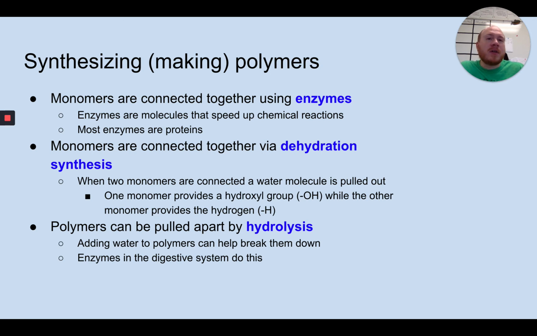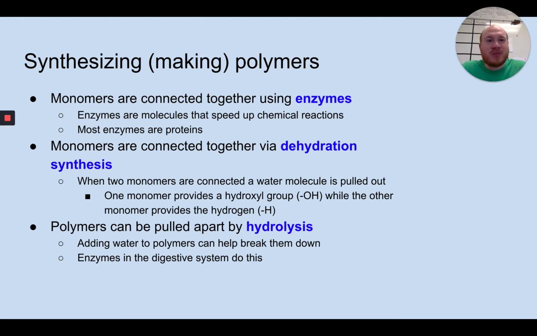And these have to be done in a specific way. So the monomers have to line up in a very specific way. Otherwise, this reaction doesn't take place. Polymers can be pulled apart by hydrolysis, which is the opposite of dehydration synthesis. We add a water to the polymer to help break them down, and enzymes do this as well.